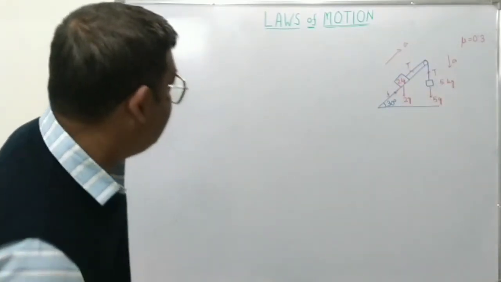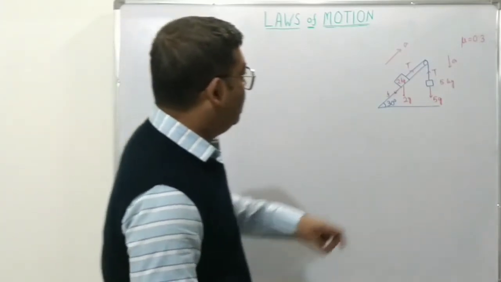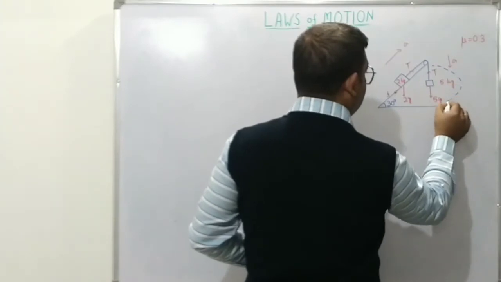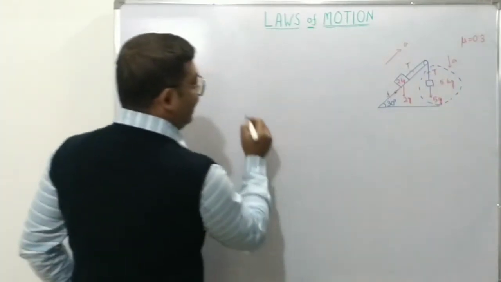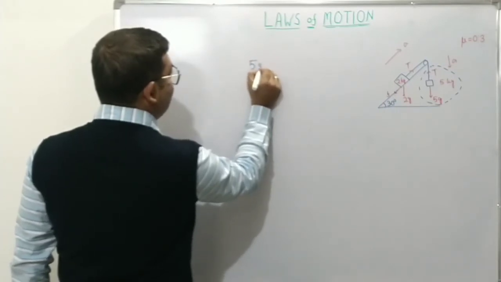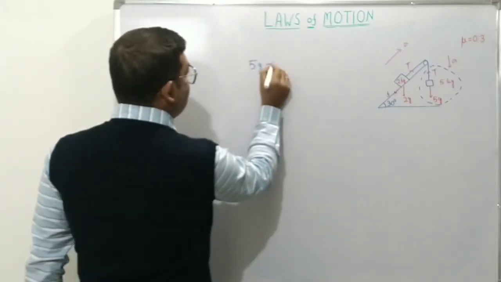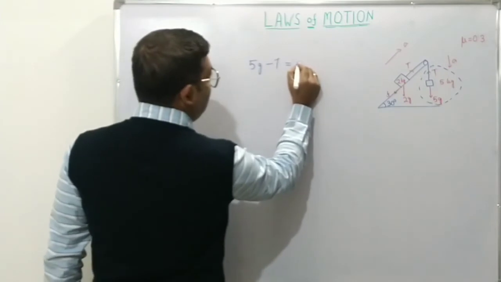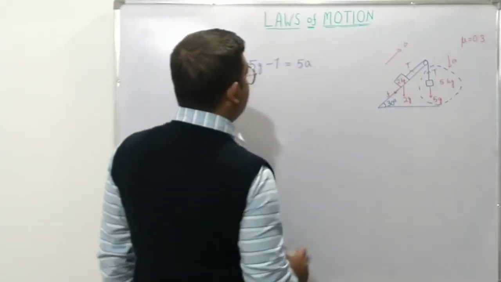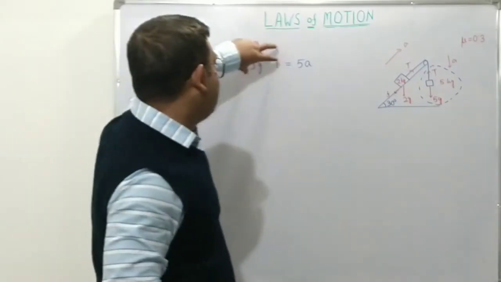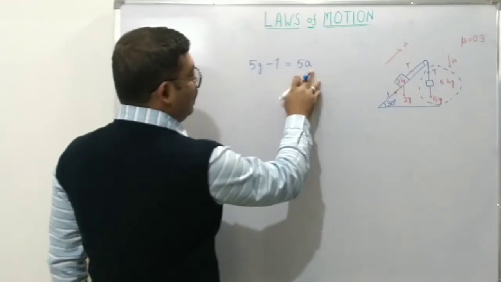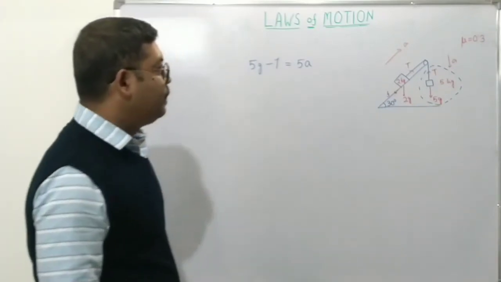Now, if we consider the second body, then the weight of the body, 5g, minus the tension will give us the mass of the body, that is 5, into the acceleration produced. This is Newton's second law of motion, the net force. 5g minus T is equal to ma, mass into acceleration.